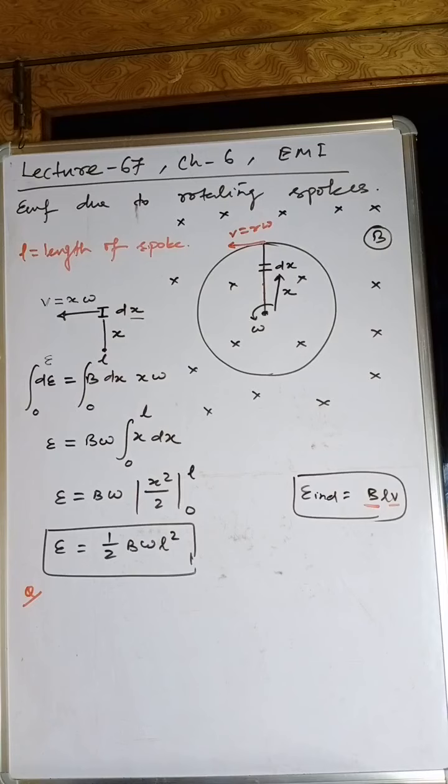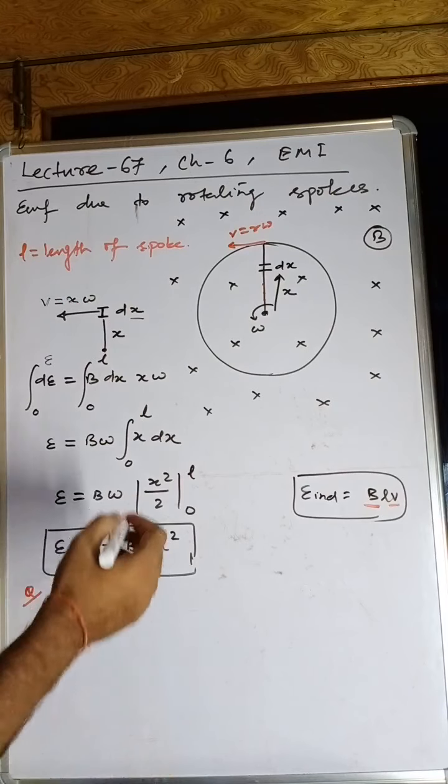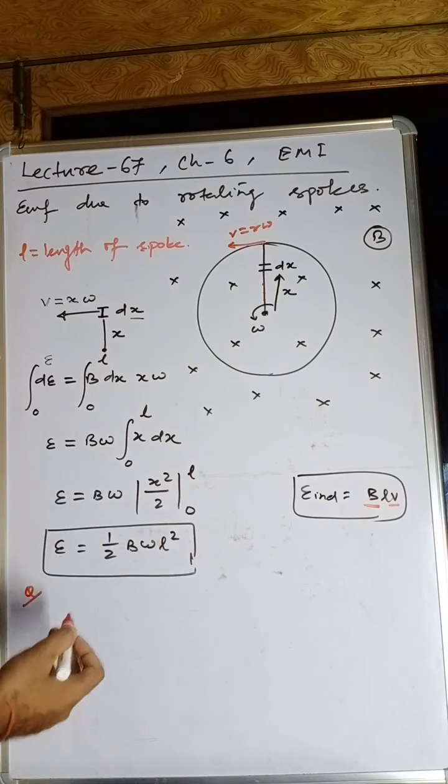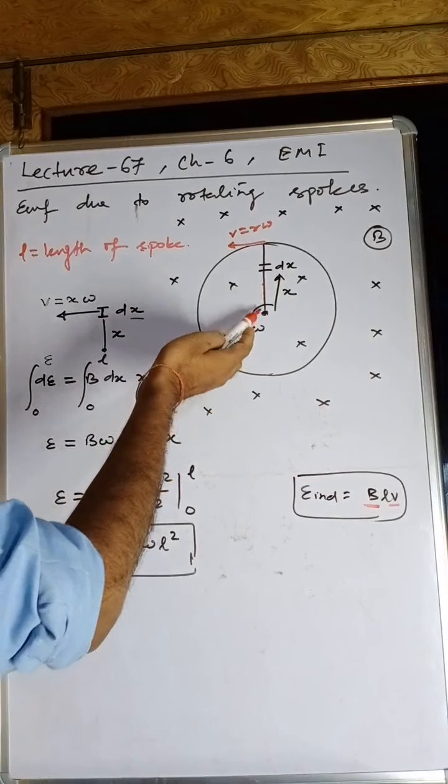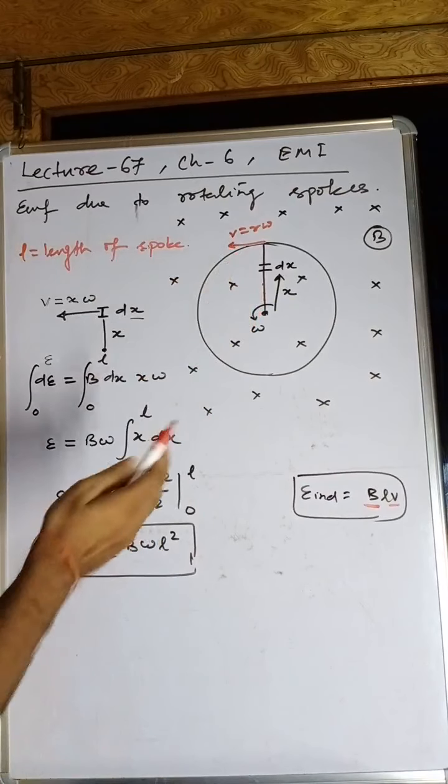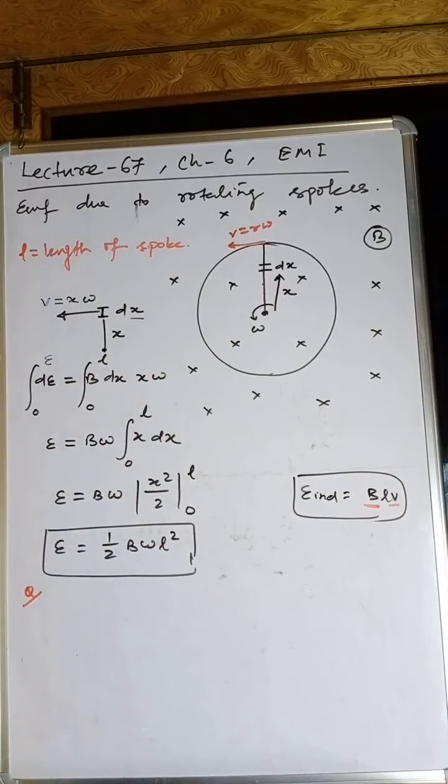You will find a number of questions on the basis of this one. My dear student, if there will be two spokes, what will happen? Suppose there are two spokes, you can find the direction of induced EMF also, in which direction the EMF will be induced, in upward or downward direction.